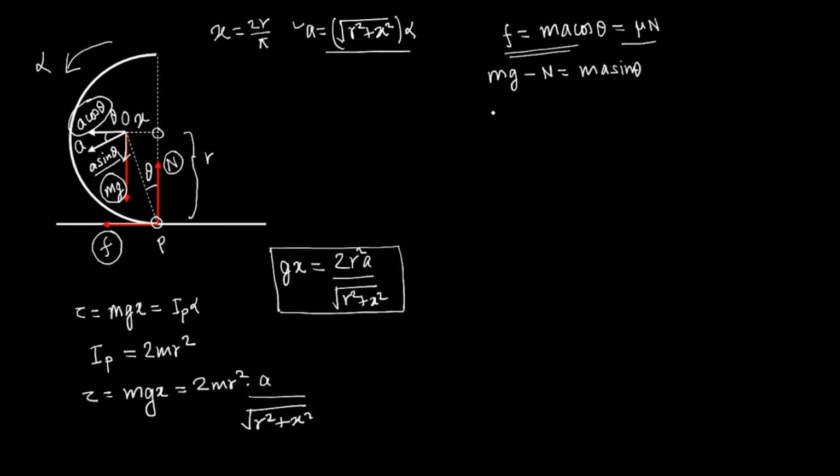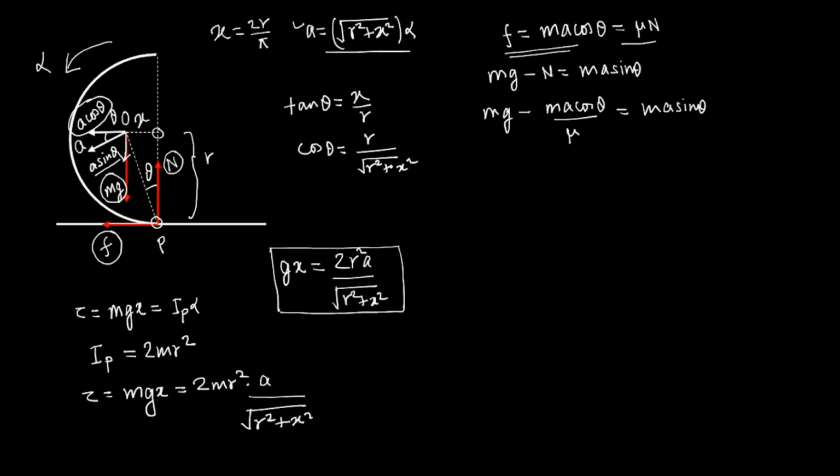So write it over here: mg minus N, put N in terms of this, you get mg minus m a cos theta upon mu is m a sin theta. And from here you can see, tan theta is x upon r. That means cos theta is r upon square root of r square plus x square, and sin theta is x upon square root of r square plus x square.